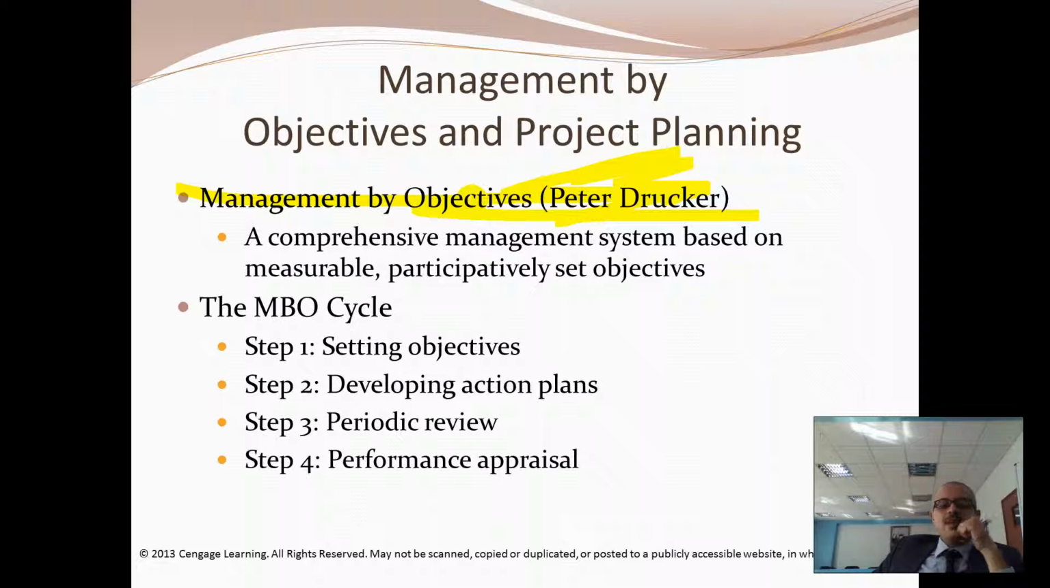Step one, you set your objectives. So we want $1 million at the end of the year. Okay, and then you start to develop action plans. So to get $1 million in terms of sales, maybe we want to have a marketing budget.